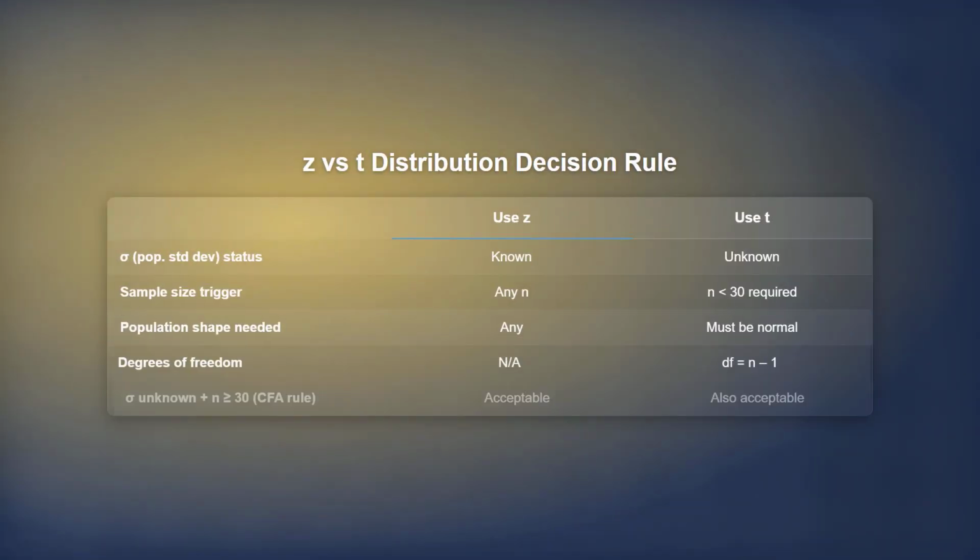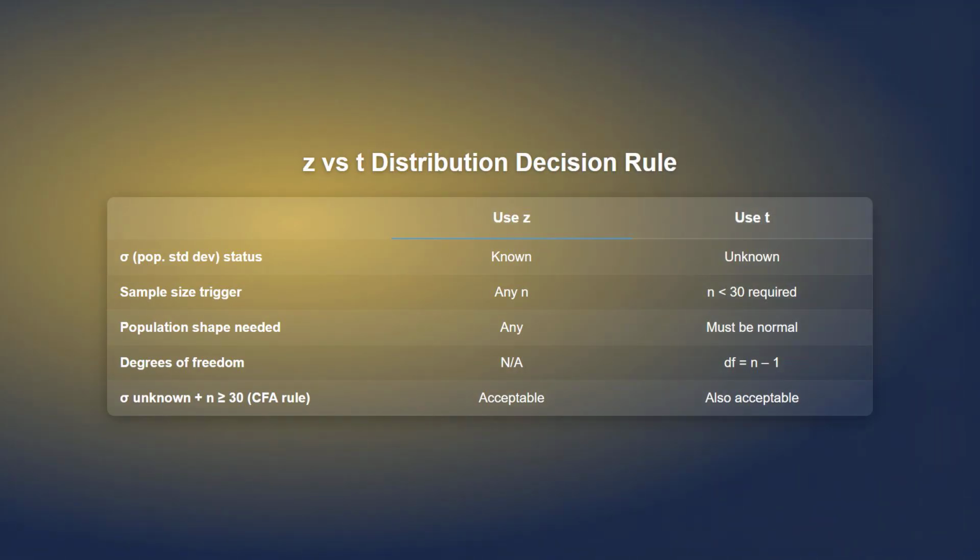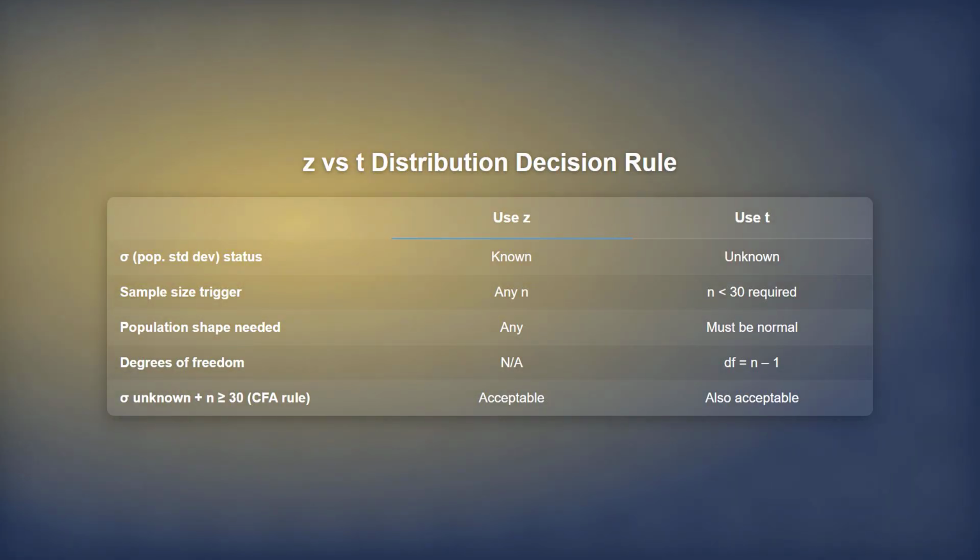The Z versus T decision. This is the single most tested decision rule in the entire quantitative methods section. Here is the exam trigger you need burned into memory. Is the population's standard deviation known? Yes, always use Z, full stop. Sample size does not matter.